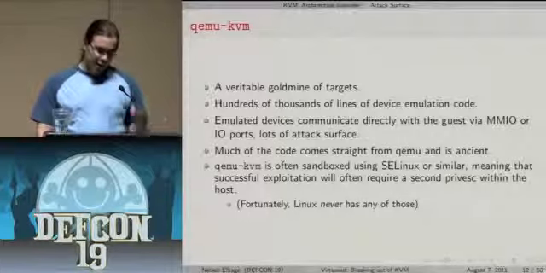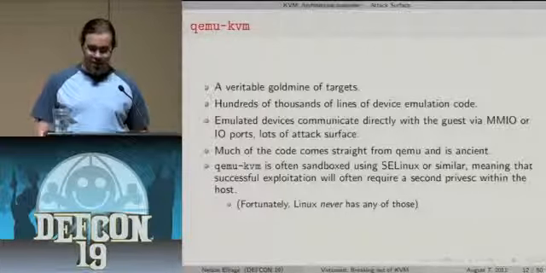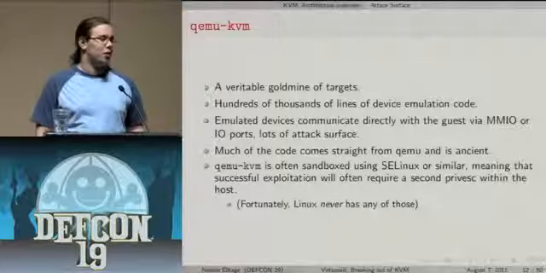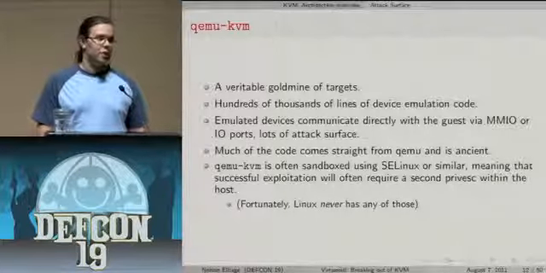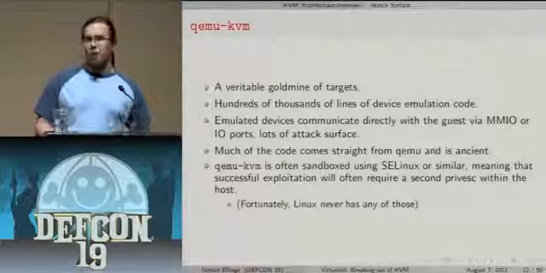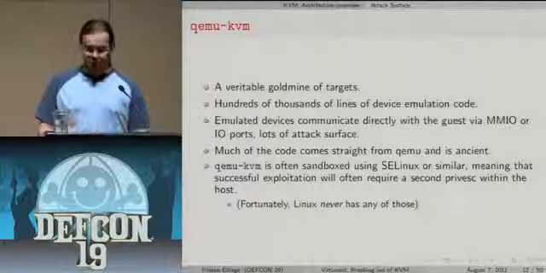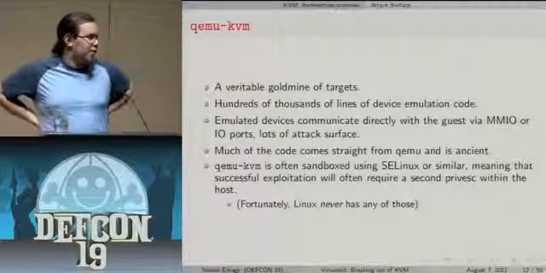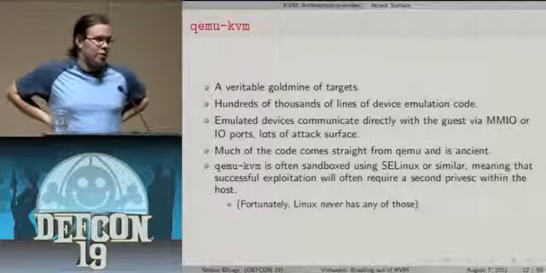And then finally we come again to QEMU KVM, which, as you can probably guess by now, is the easiest place to look for targets. Hundreds of thousands of lines of device emulation code, so the devices are talking directly to the guest via emulated memory-mapped I/O or I/O ports. They're parsing control structures that the guest is exporting and communicating over these strange, arcane hardware protocols.